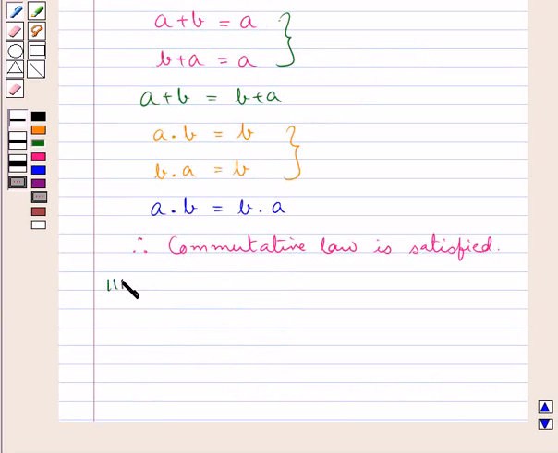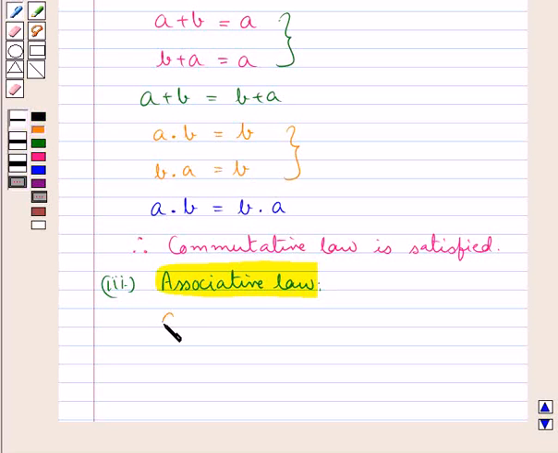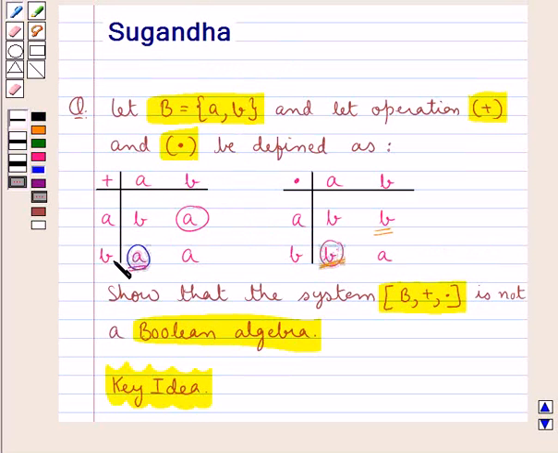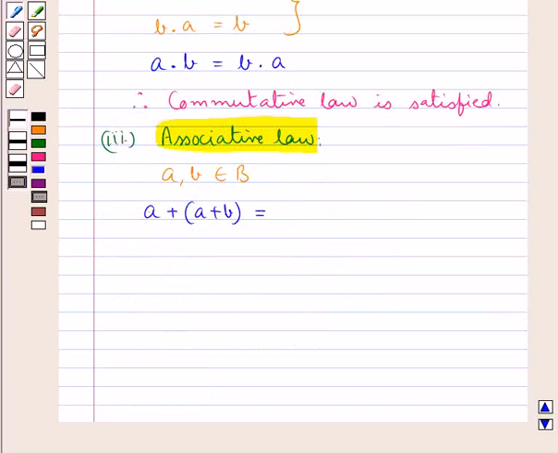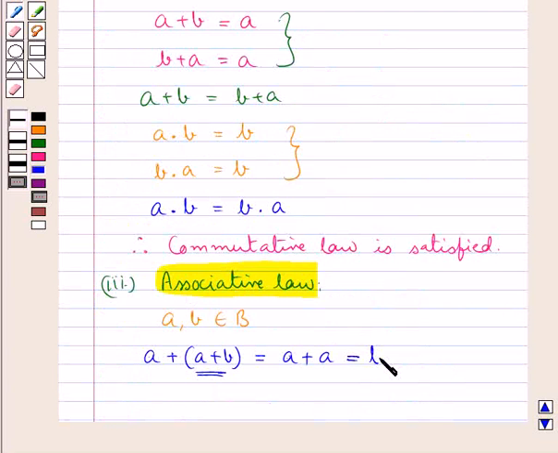Next we have the associative law. For this, we take the elements A and B belonging to the set B. Now, consider A plus B the whole. Now, from this table, we have A plus B is A. So, this is equal to A plus A. And from this table again, we have A plus A is B. So, this is equal to B.